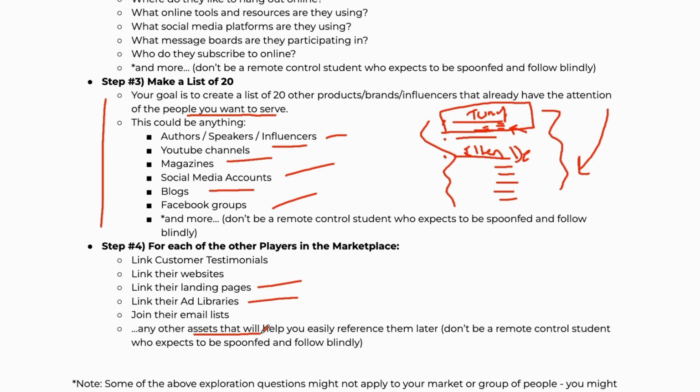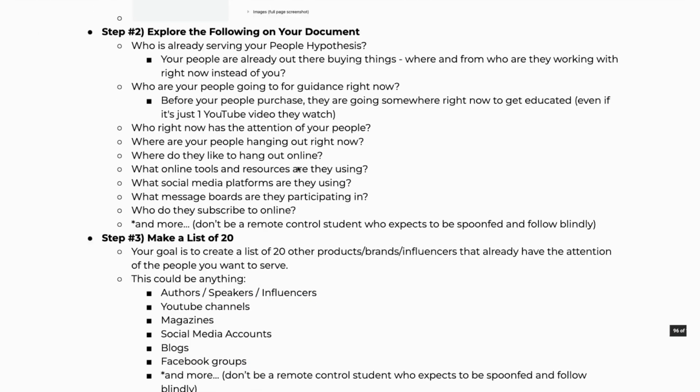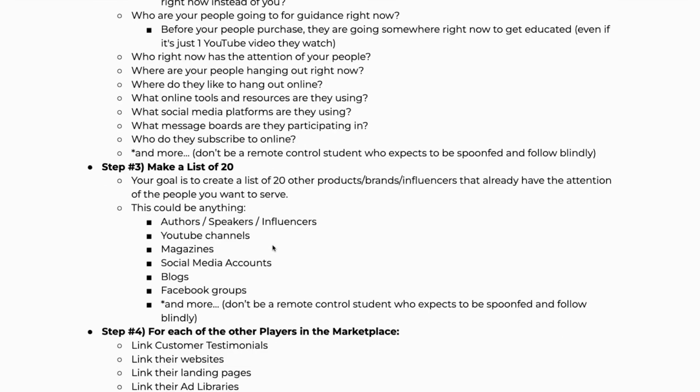Again, do not be a remote control student who expects to be spoon-fed and follow blindly, right? When we talk about these, this is not an exhaustive list. This is just an example of different assets that you can put together for each of the different players that are inside of that marketplace, okay? And so you want to explore all of these questions to come up with that list, so that you can come up with as many as possible.